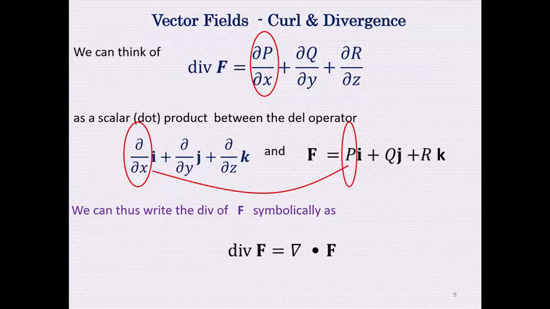Just like the curl of F, the divergence can be written as a vector product, but in this case, it's a scalar or dot product. We can verify this easily.